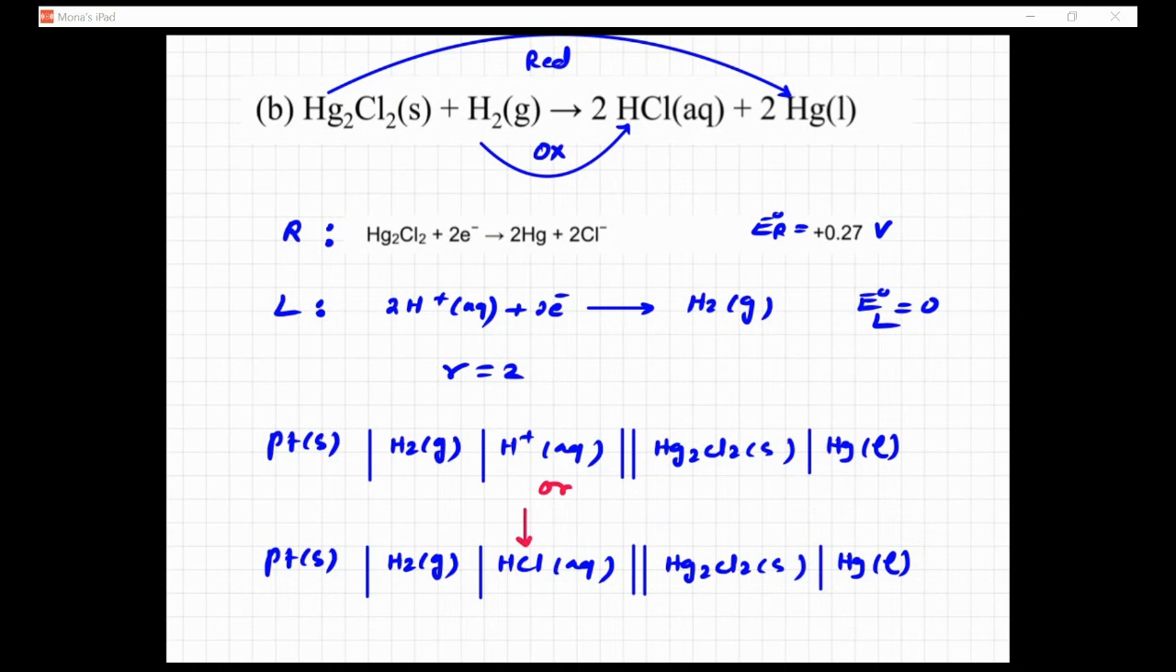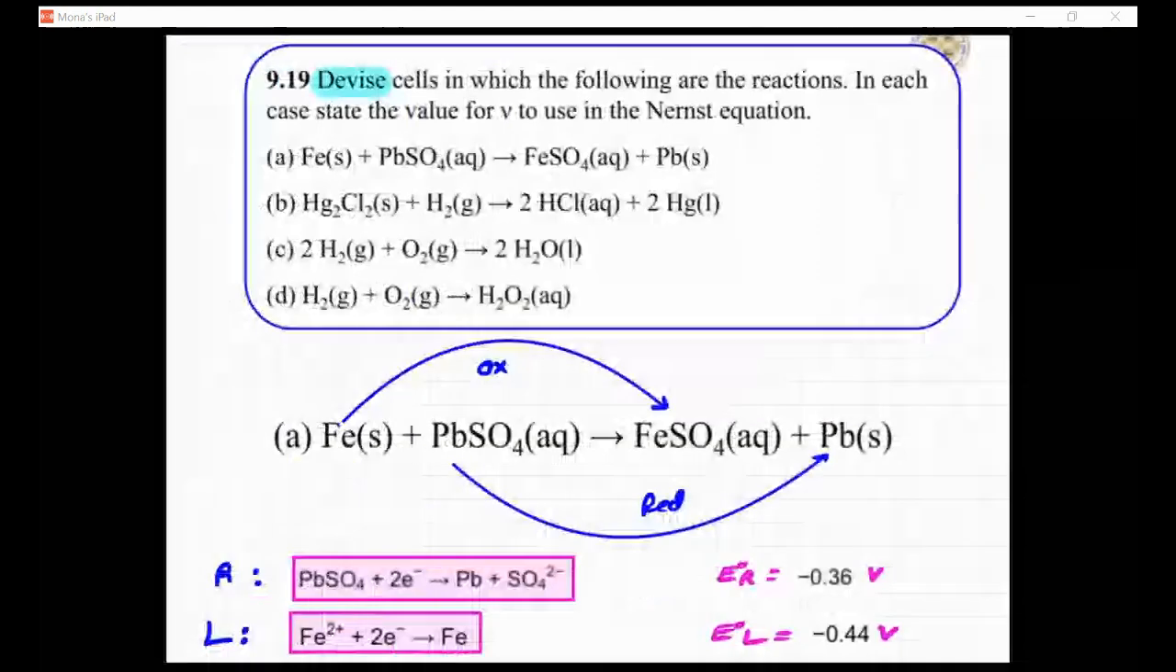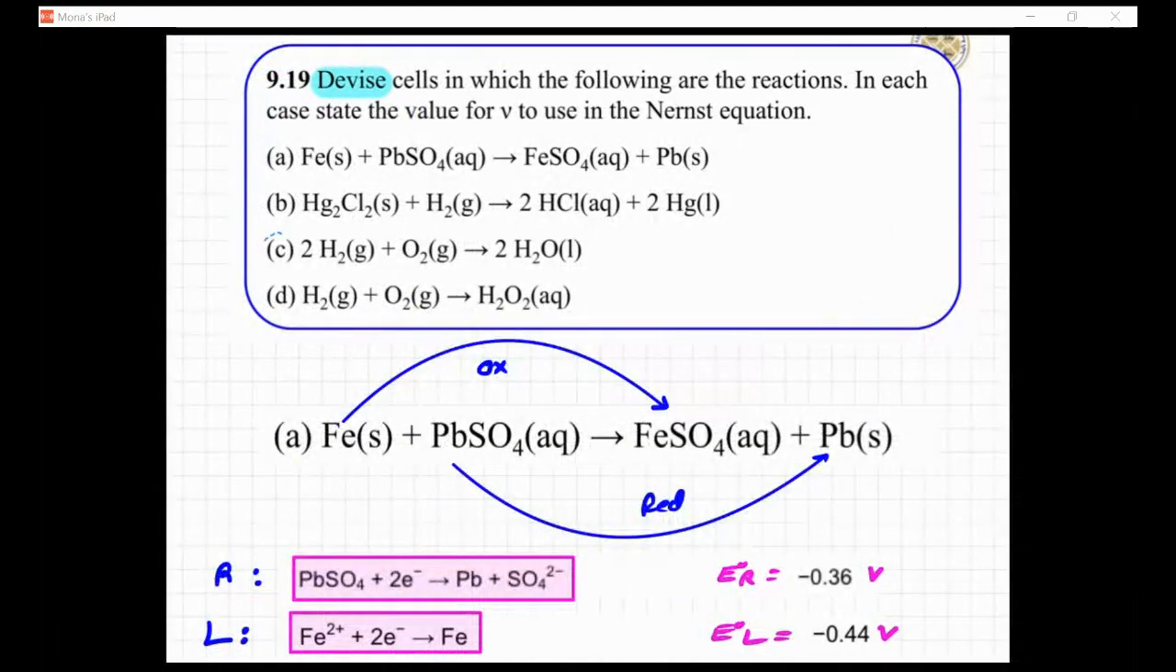So this is one of the two options you have. You do a notation this way or that way. Okay, now let's try to do part C. Okay, part C, this is part C.